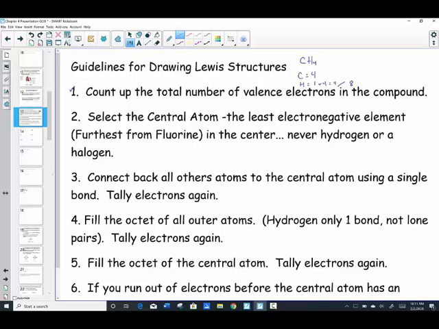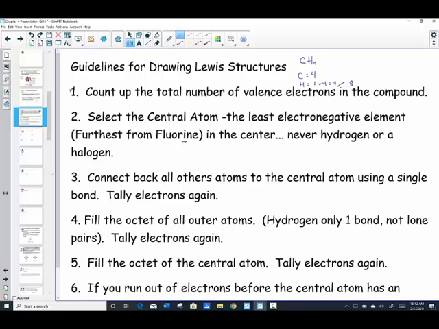How many dots do we get to play with? Number 2 says we're going to select a central atom, which is always the least electronegative element. Now, we have yet to define electronegativity, but I can just share with you, it's the ability of an atom to draw electrons towards itself in a shared pair, in a bond. Fluorine, we'll know, is the most electronegative element. It's the strongest of strong nonmetals. And because fluorine is in the top right of our periodic table, the least electronegative would be the furthest away.